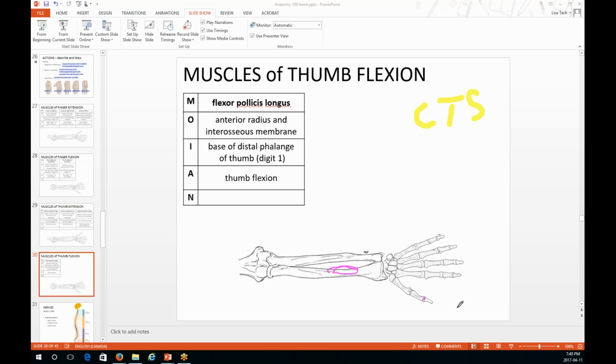Of course, there's way more muscles that move the fingers, but they're all intrinsic muscles. They start and end in the hand, so we don't cover them. You may go learn them when you have time, but you don't have to right now.